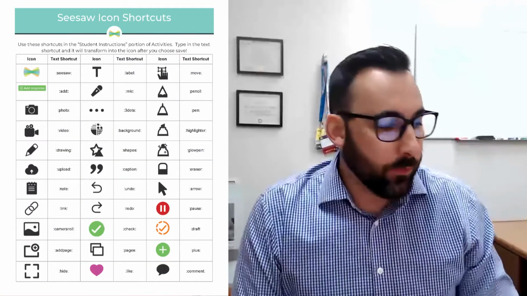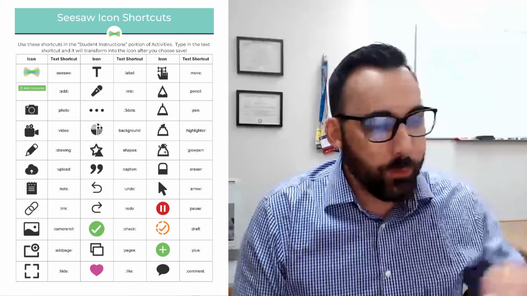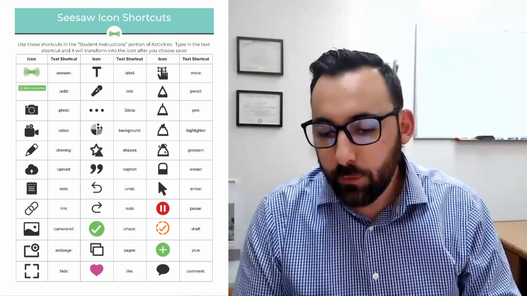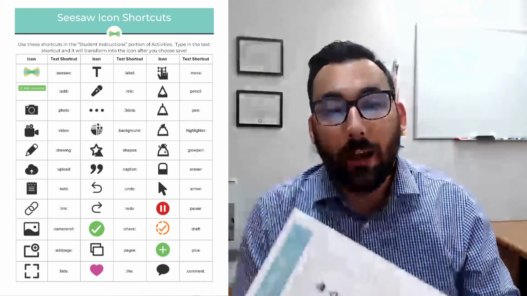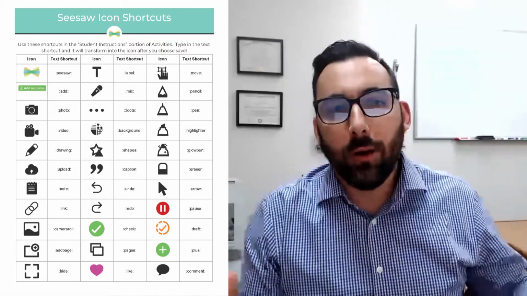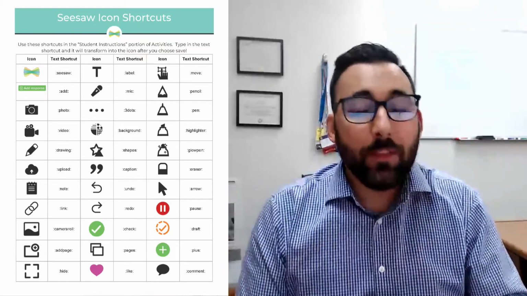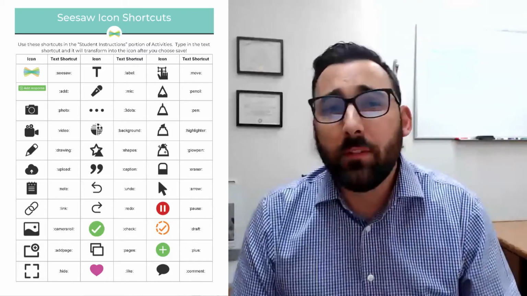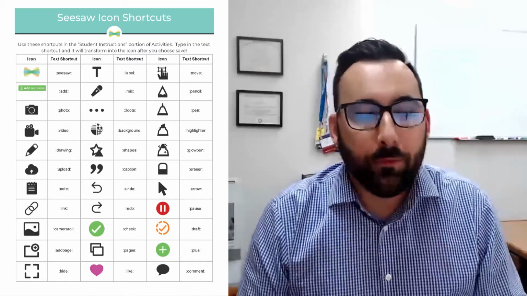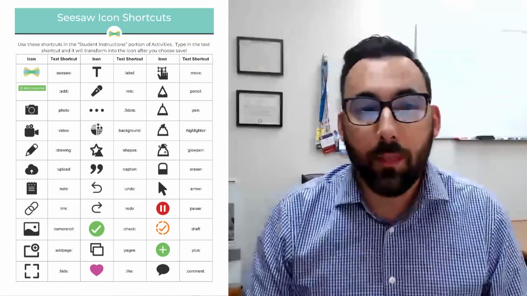In our Google Classroom, I included a document for you that has a bunch of shortcuts that will allow you to use the Seesaw icons in your item descriptions. I think that's really useful, especially for some of our emergent readers, that they don't have to read the words, they can just look for the icon that they're going to click.